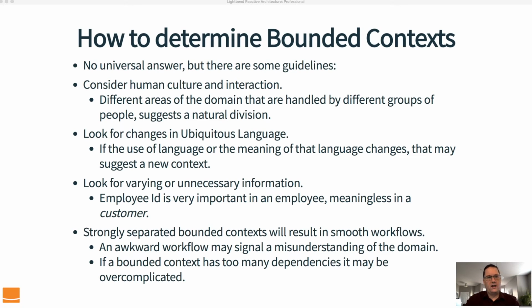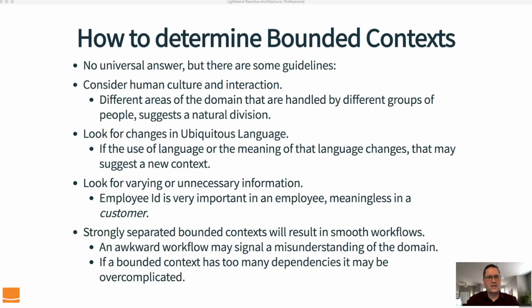Look for varying or unnecessary information. So employee ID is very important in an employee, but it's meaningless in a customer. So that again might imply that those pieces of information belong in different bounded contexts.